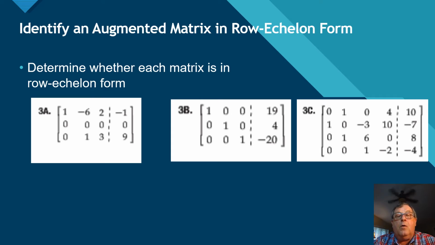And if it's in row echelon form, our leading term in the first row would be 1. And then we would see the leading term in the second row move to the right one position. And then in each successive row, we would see zeros to the left of the leading 1. Well, let's just go about seeing if we can recognize these.